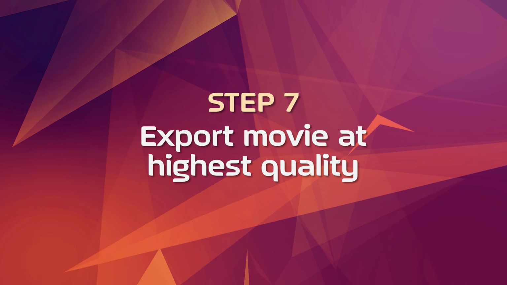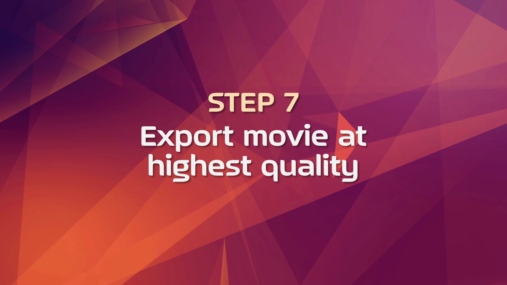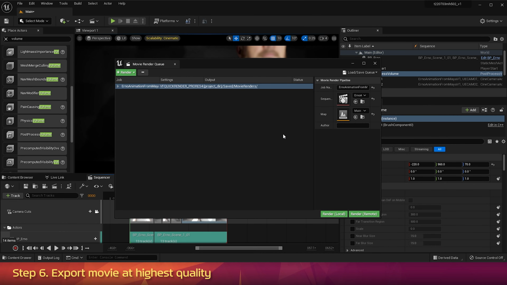Step 7. Export movie at highest quality. Now let's render the animation at the highest possible quality we can get, including high quality anti-aliasing and other settings. By the way, I usually export movies as a PNG sequence and then compile them in Premiere, but to make this tutorial easier, we'll export it as a high quality ProRes file. Okay. In the settings column, click on VF Quick Render.